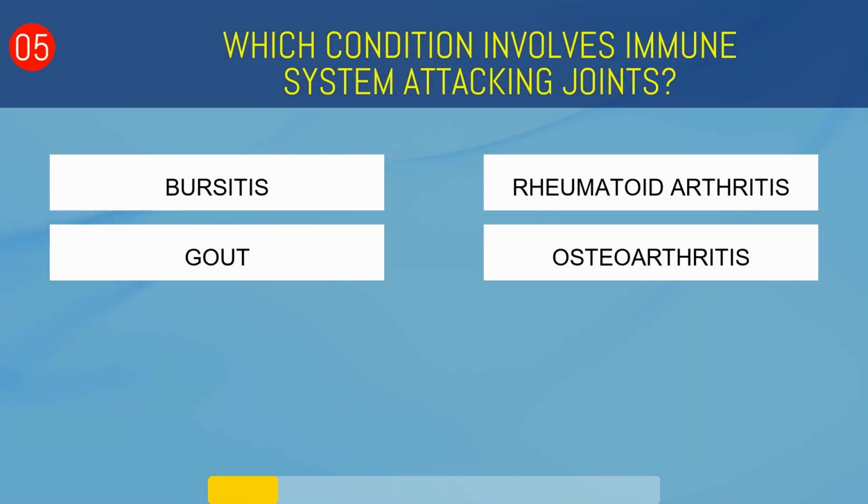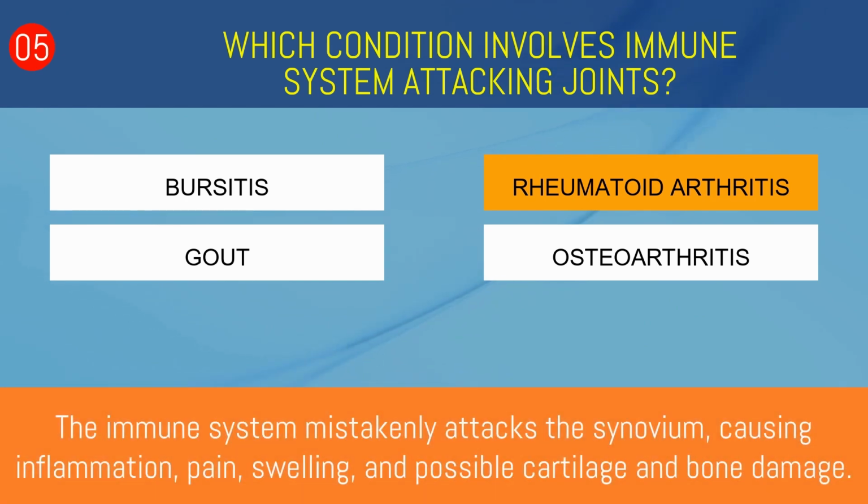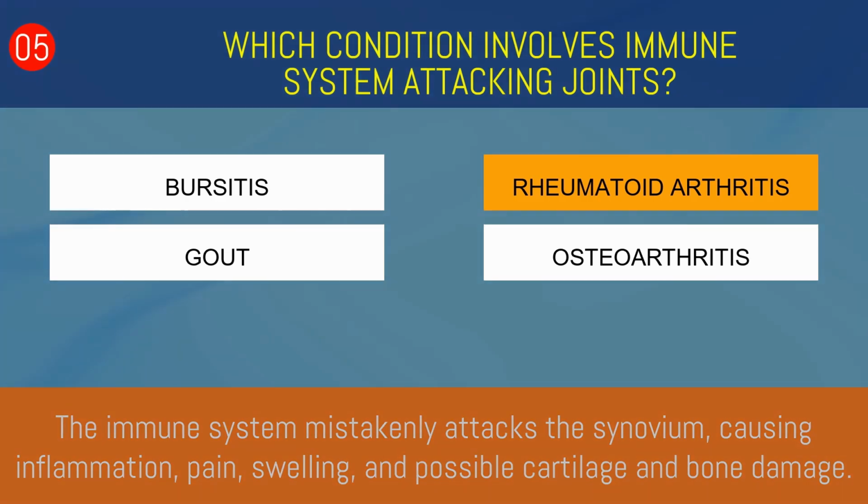Which condition involves the immune system attacking joints? Bursitis, gout, rheumatoid arthritis, or osteoarthritis? Rheumatoid arthritis. The immune system mistakenly attacks the synovium, causing inflammation, pain, swelling, and possible cartilage and bone damage.